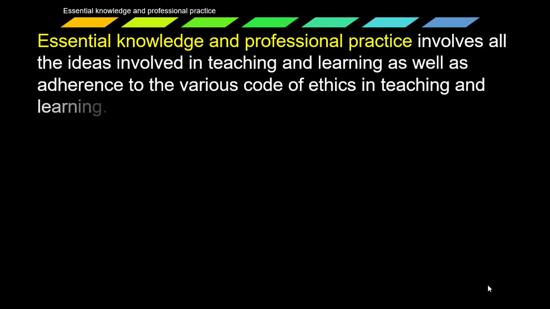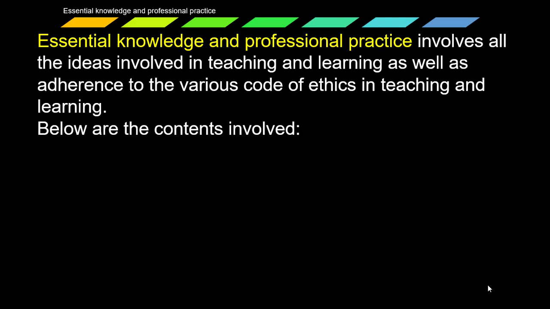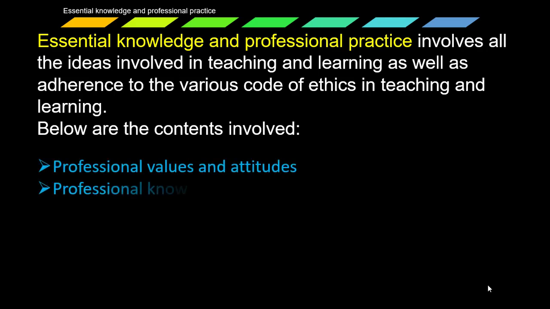Now, essential knowledge and professional practice involves all the ideas involved in teaching and learning as well as the adherence to the various code of ethics in teaching and learning. Okay. Now, below are the contents involved. Number 1, professional values and attitudes. Number 2, professional knowledge. And of course, number 3, professional practices. We shall take them one by one and shall go through them so that you fully understand what all these 3 points are actually about.